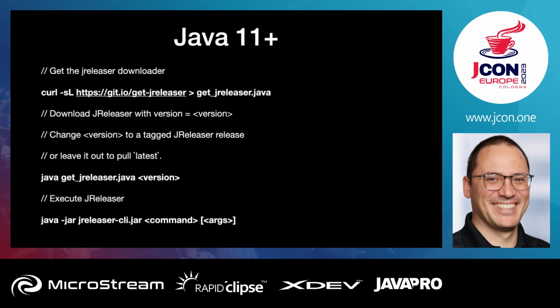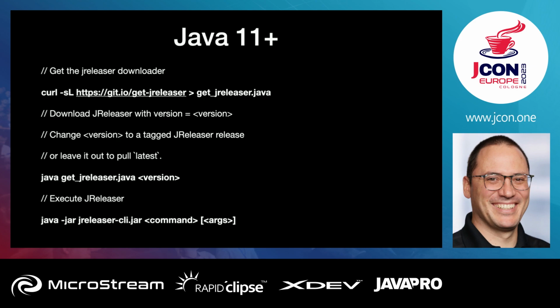So the easiest way is that you need a version of Java 11 as a minimum, and then use that particular script, get_releaser.java, to download a particular version of JReleaser. You can give it a version, or you can just expect whatever latest version it is, and then just run it.